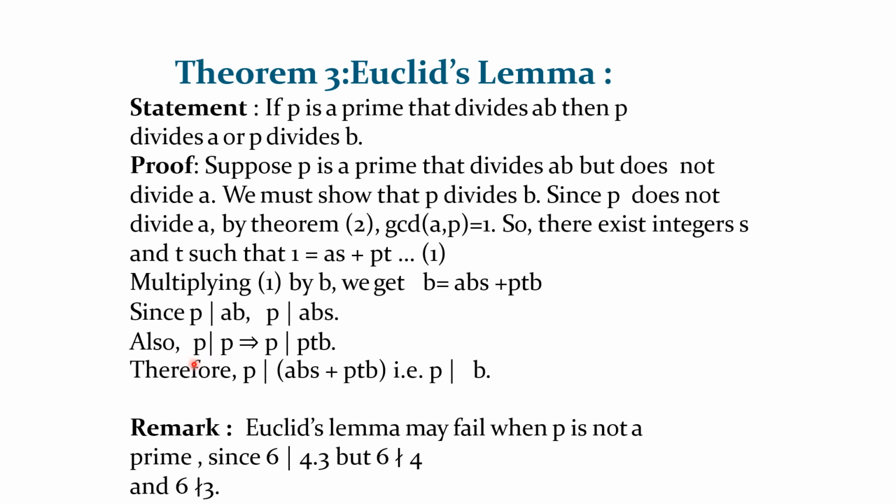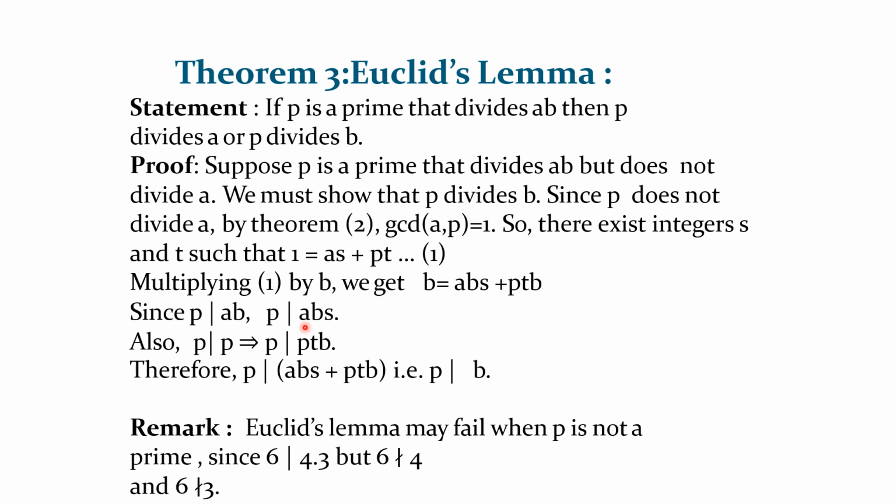Now, whenever A divides B and A divides C, A divides B plus C. So, using this result, we get p divides abs plus ptb. But abs plus ptb is nothing but b. So, finally, we get p divides b. So, when p does not divide a, then in that case, p divides b. So, this is the proof of Euclid's lemma. That is, if p is a prime integer dividing a into b, then p divides a or p divides b.